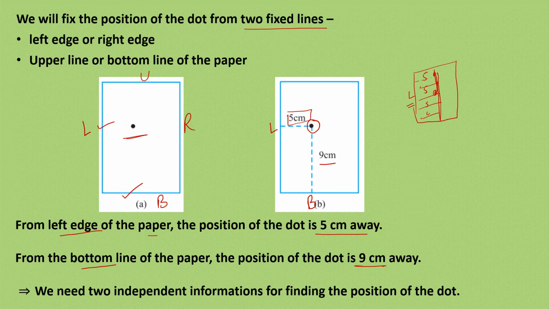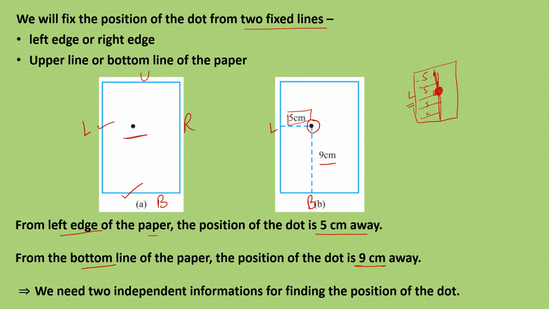So we need one more fixed line. One more fixed line, we have taken the bottom line. Now it is written, from the bottom, the position of the dot is 9 centimeter away. Now from the bottom, we will find the distance of 9 centimeter, and suppose 9 centimeter is still here. That means this is the position of the dot.